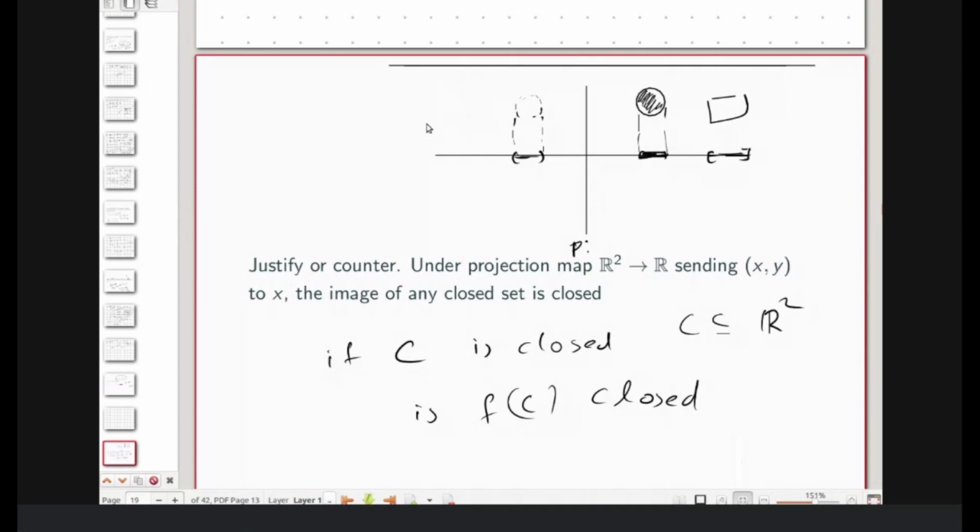Okay, so we want to talk about the shadows. Closed set. Is the projection of this closed set closed? Any idea? Comments? Suggestions?